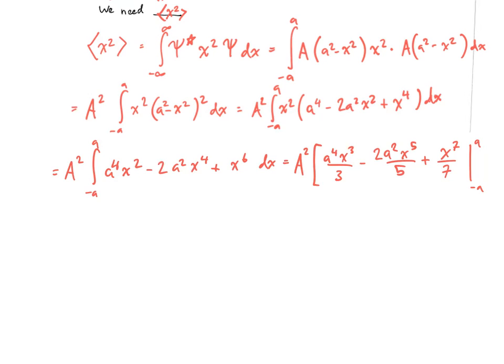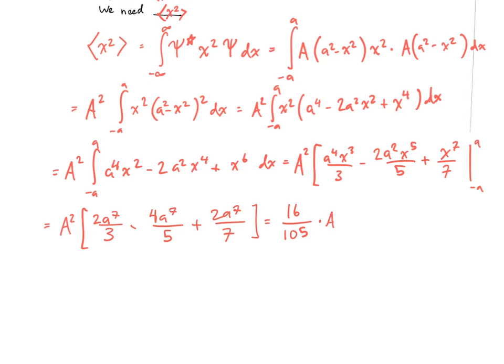and negative a into this antiderivative and you calculate out the result, what you will get is a to the seventh over 3, minus 4 a to the seventh over 5, plus 2 a to the seventh over 7. And then this becomes 16 over 105, once you add all those fractions together, times a squared, little a to the seventh.